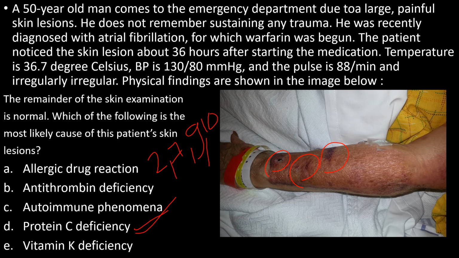skin necrosis. Treatment of warfarin-induced skin necrosis includes discontinuing warfarin and administering fresh frozen plasma or protein C concentrate. So the answer to this question is D, that is the protein C deficiency.